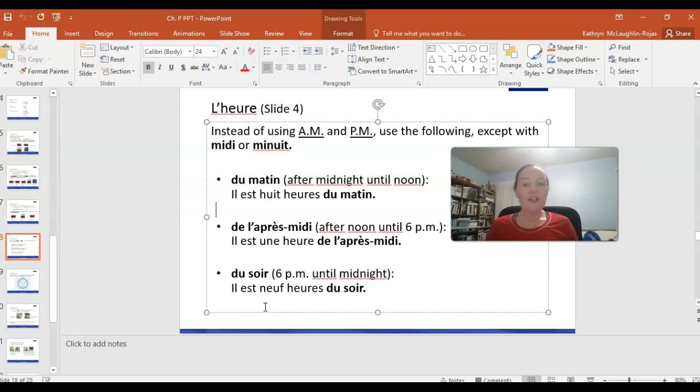Okay, so you can jump in here and say what time it is for you. And if you like, you can just use a simple hour. You don't have to use minutes if you don't want to. But you can say something like il est 3 heures de l'après-midi or il est 9 heures du matin. Or you can tell me what time it is and include the time of the day.